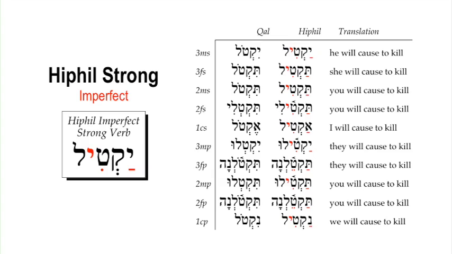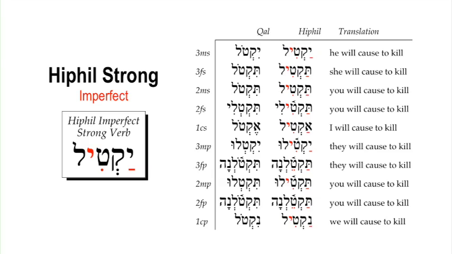Again, number one, there's a pathach under the preformative consonant in every form. Number two, there's a hireq yod stem vowel in 8 out of the 10 forms. In the twin 3FP and 2FP forms, the stem vowel has changed from hireq yod to tsere.